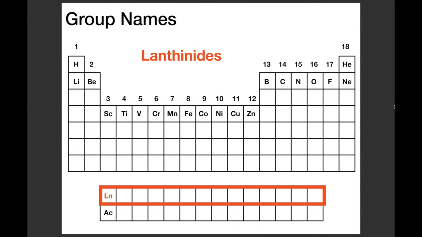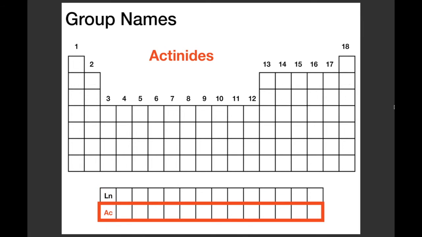Typically presented at the bottom of the periodic table are two additional periods. The elements in the period that begin with lanthanum are called the lanthanides. The elements in the period that begin with actinium are called the actinides.